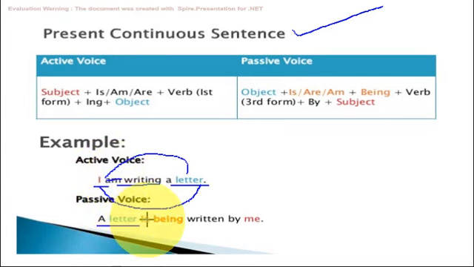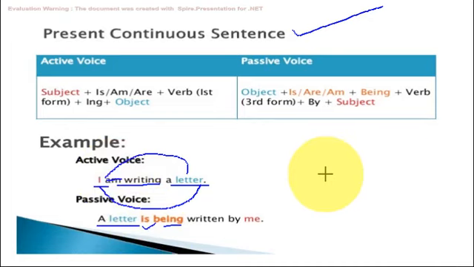Can we use am here? Of course not, because a letter is singular, and after a singular subject we have to use is. We used here is, right? A letter is. Now what is the function of being here? As I said that we have to use the forms of to be at any cost. This is an additional segment that we have to add in passive sentences. Am is already there, so we use this. We have to add the forms of to be.